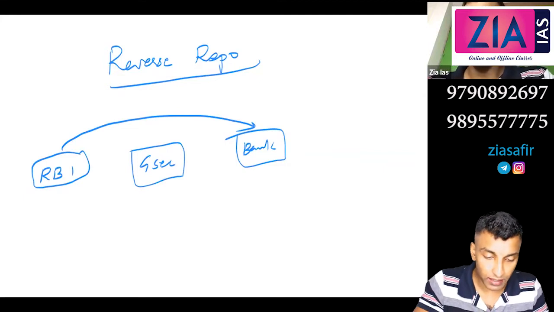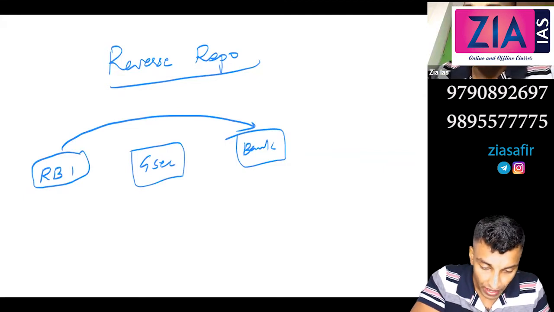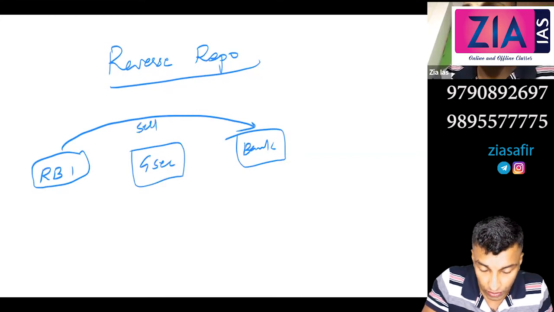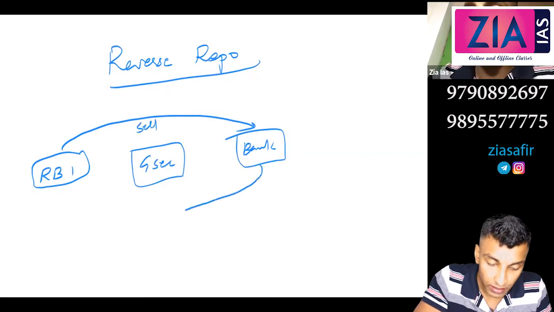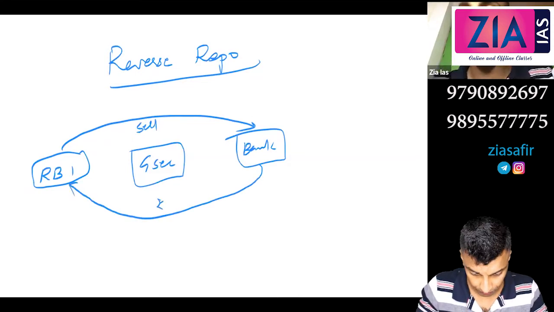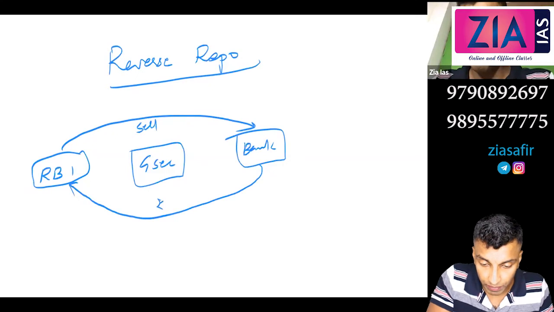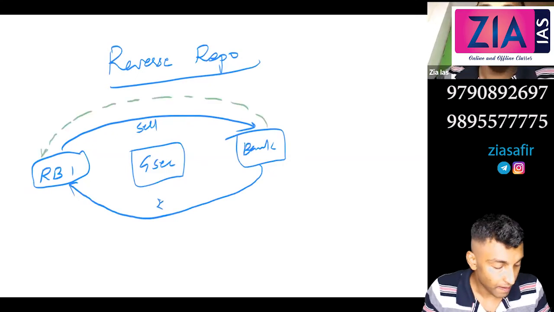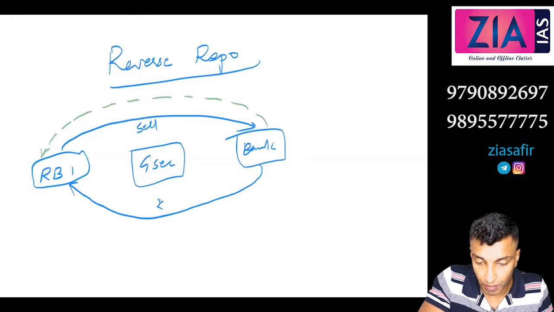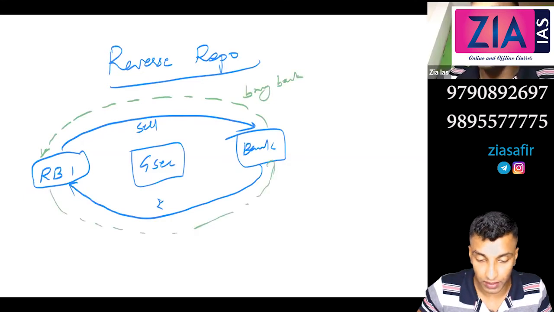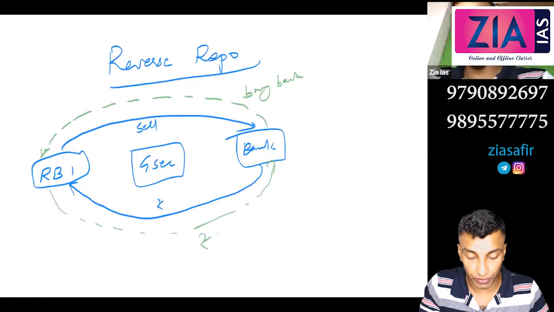So what I'm saying is the government security only here, RBI will sell, right? What is the agreement? What will banks give to RBI? Rupee, right? It will be repurchased, right? That means there will be a buyback. So RBI will give rupee to bank. So this is what reverse repo is.